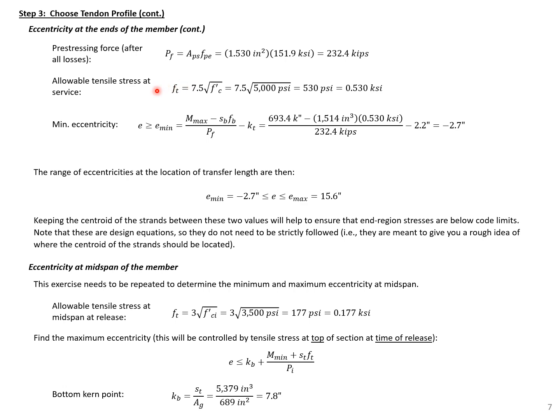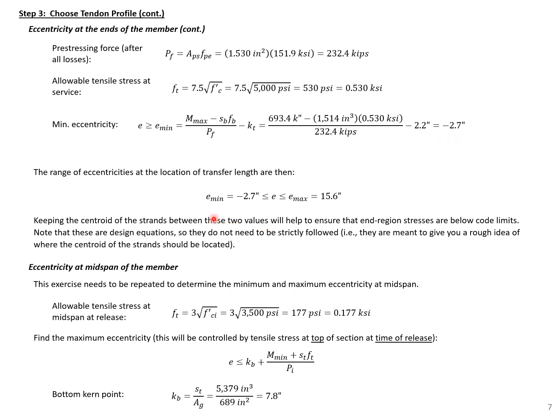Our ACI 318 limit for an uncracked section is 7.5 times the square root of f'c, 530 psi or 0.53 ksi. We can plug all these values into our minimum eccentricity equation here and see that we have a minimum eccentricity of negative 2.7 inches. So this is 2.7 inches above the centroid of our section.